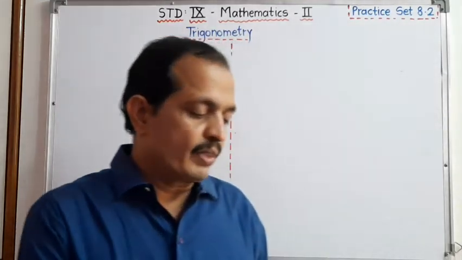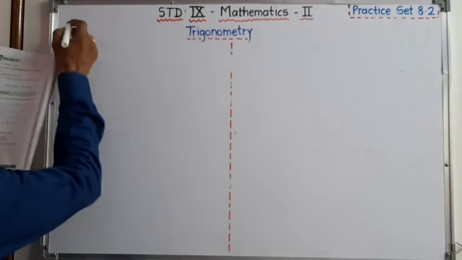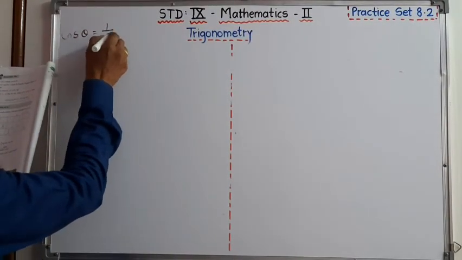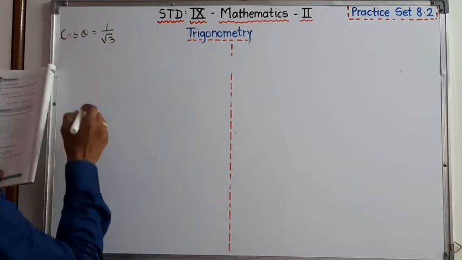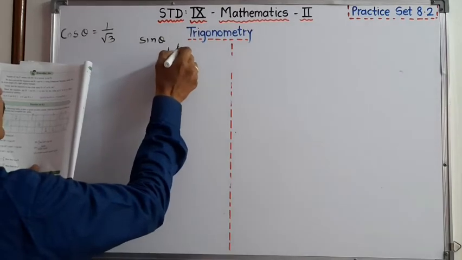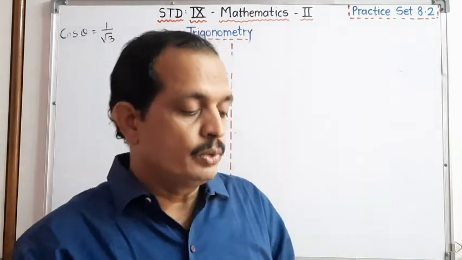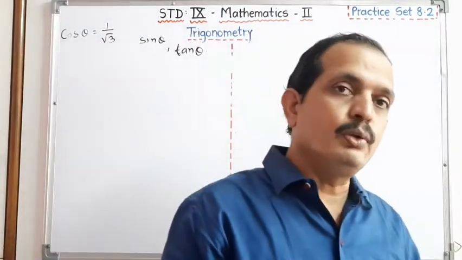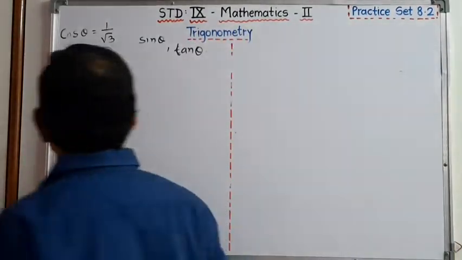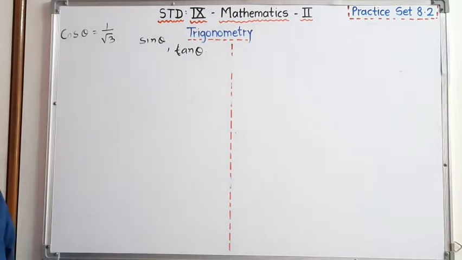Dear student, see the next sum from the first question. I will give you the second one, that is cos theta is equal to 1 upon root 3. Then we have to find out sin theta and tan theta. Remaining sums you have to solve in your notebook.